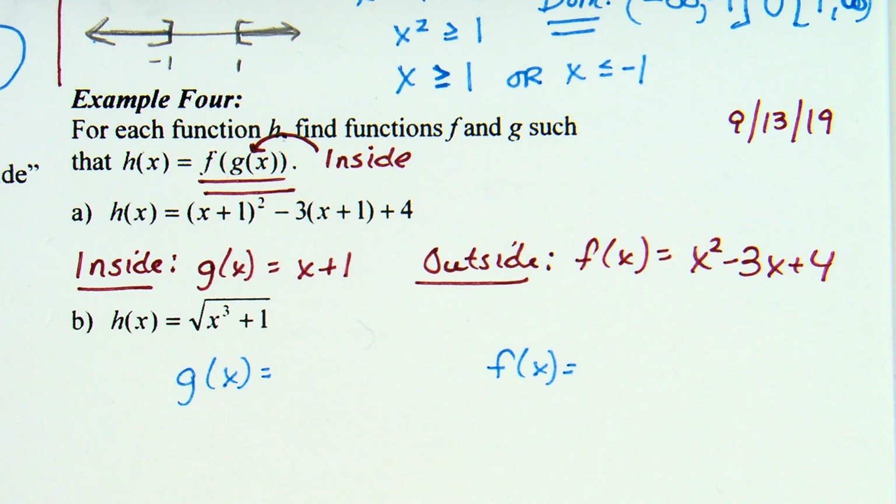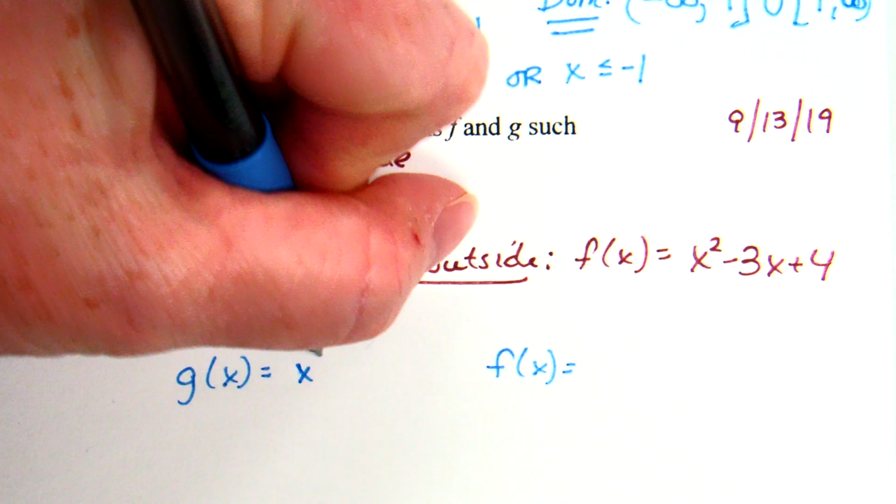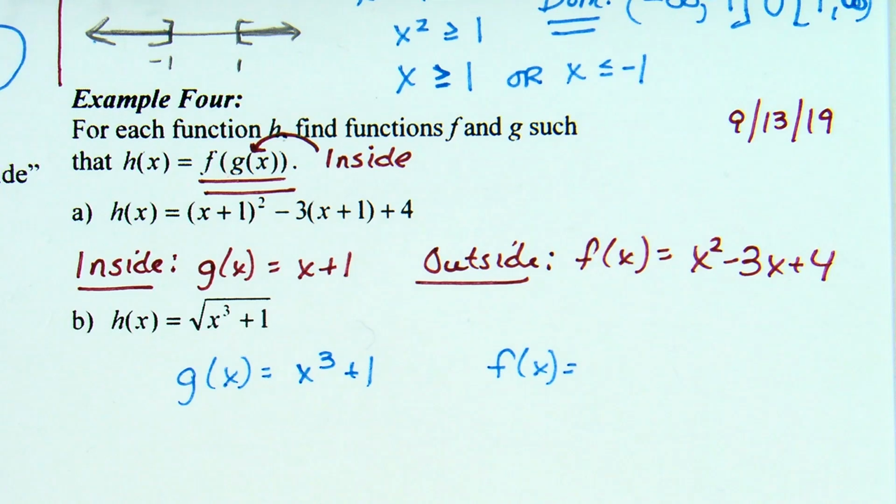Okay. I heard x cubed plus 1 from a couple of people. Okay, I like that one. And that is my inside, right? So think about it. If we have x cubed plus 1, and that's my inside, what did that replace? That replaced x. So what's that make my outside? Square root of x.